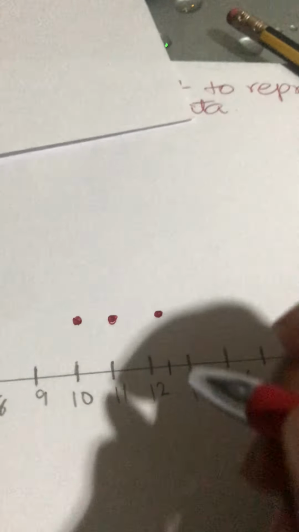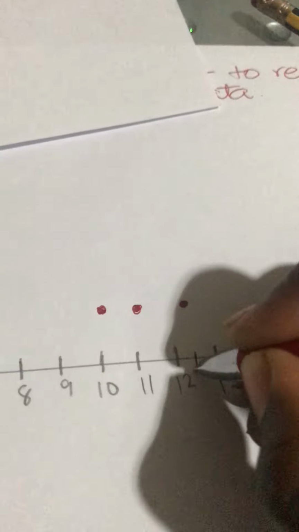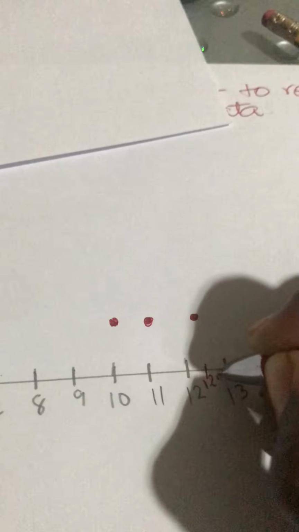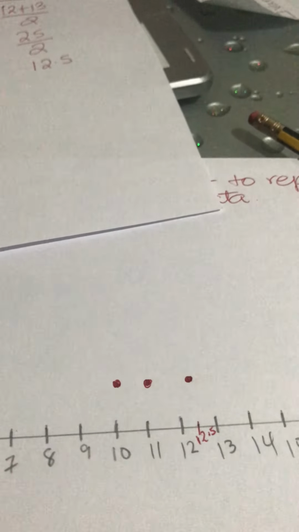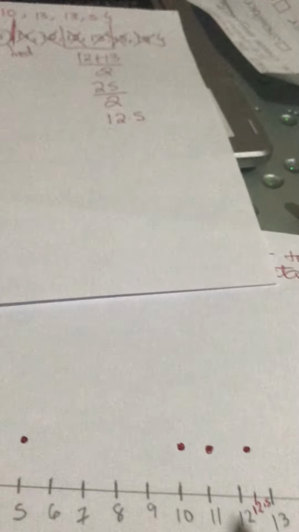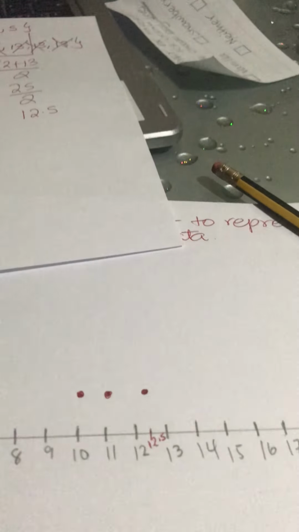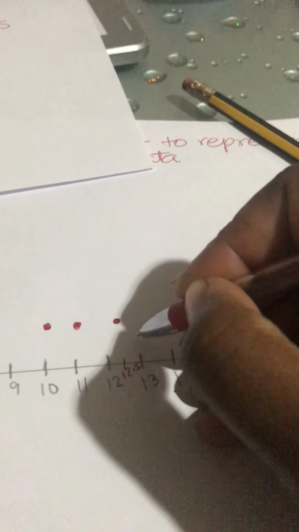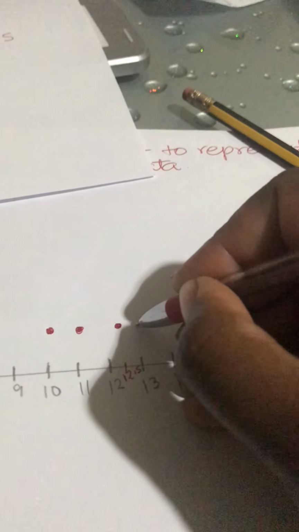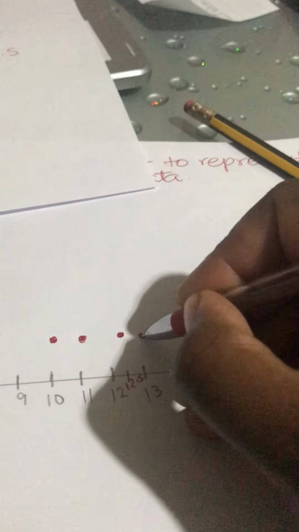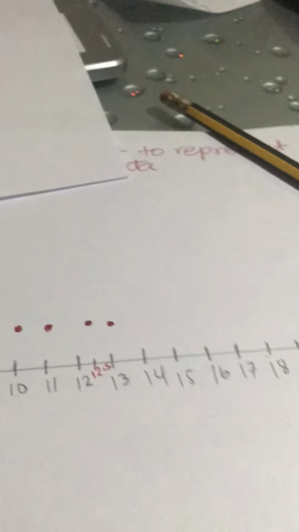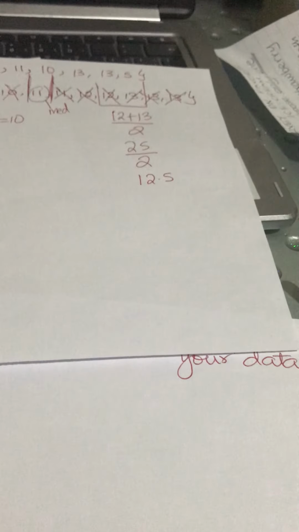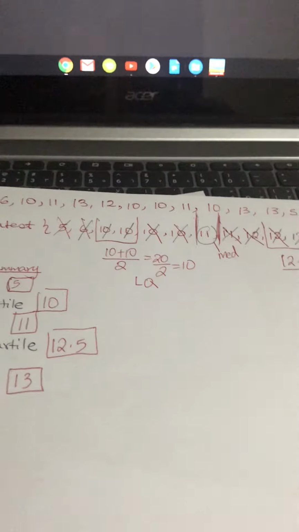And because 12.5 is not on the line, I have to write it, 12.5. Okay? Because it is not on my number line, I have to write it. And then my maximum is 13. So my other dot will be here. And that is because of our data. You don't control, it is your data that controls your picture.